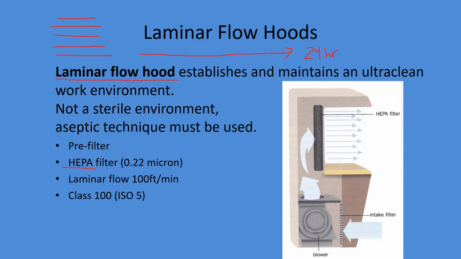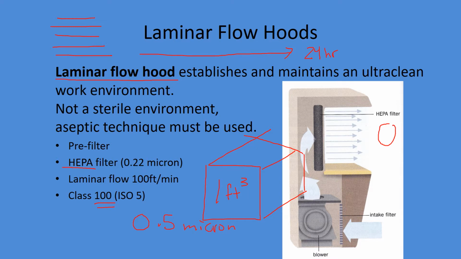And that is being pushed through at a constant rate to maintain that laminar flow. And within that hood, if you take a sample that is 1 cubic foot, you should have no more than 100 particles, 0.5 microns. So that is the English classification, class 100. The metric is ISO class 5. So class 100, ISO class 5, they're going to be used interchangeably.